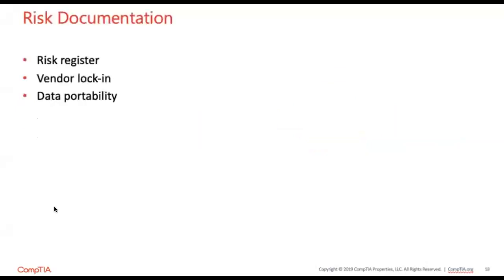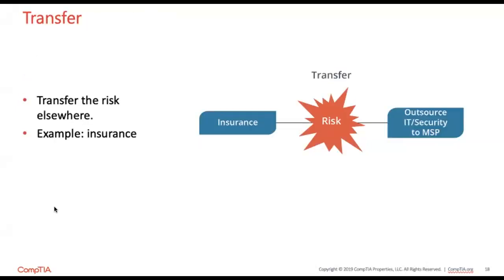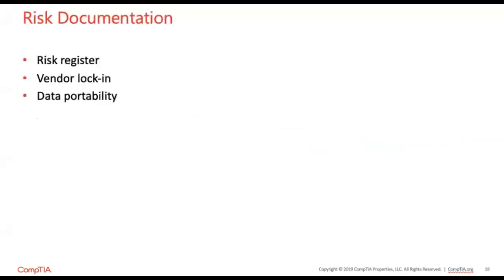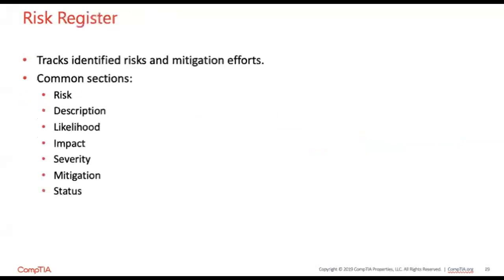So now we're going to look at risk documentation. So when we're looking at risk documentation, before I move forward, we look at three things. We look at risk register, we look at vendor lock-in, and then we also are going to be looking at data probability. So going to risk register. What is a risk register? It's a systematic tool used to document and manage risk.